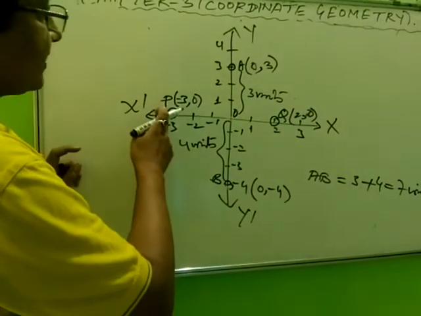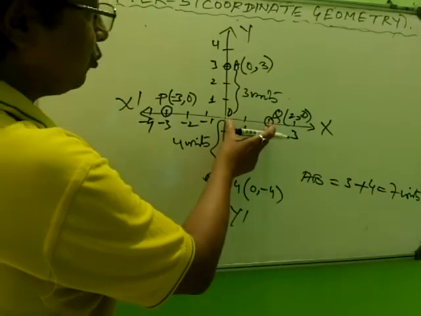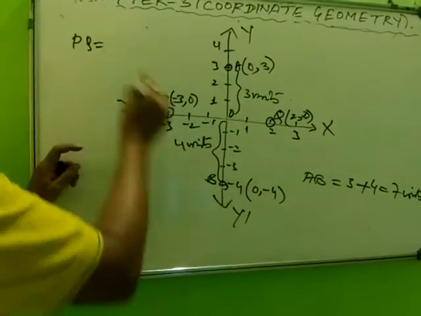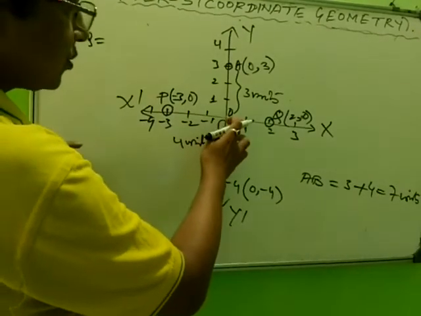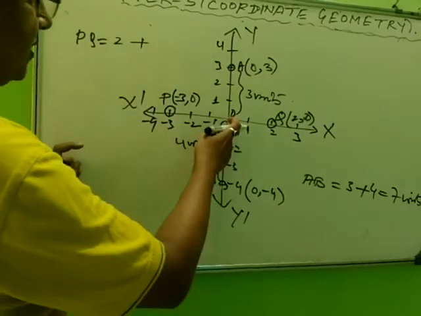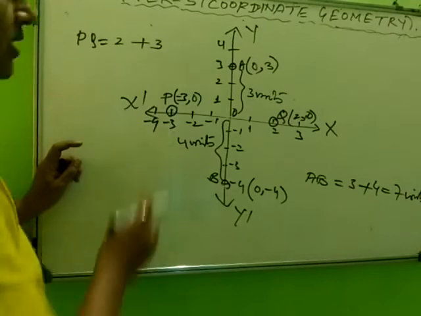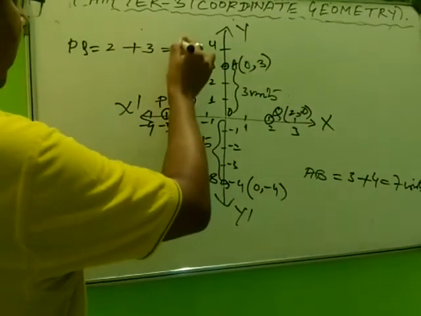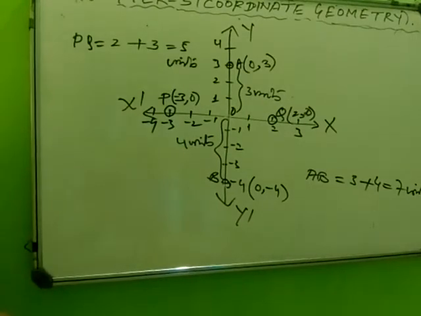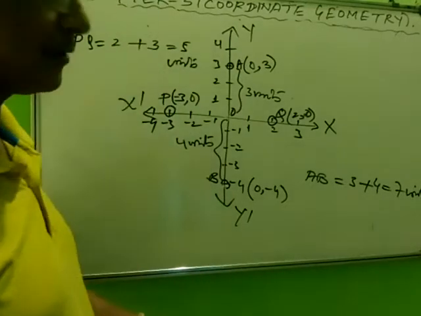Now you find the distance between P and Q. So 0 to 2, there will be 2 units. So PQ equals, you count from the origin, 0 to 2 it will be 2 units plus 0 to -3, it will be 3 units. As I have told, distance is always positive. So it equals 5 units.